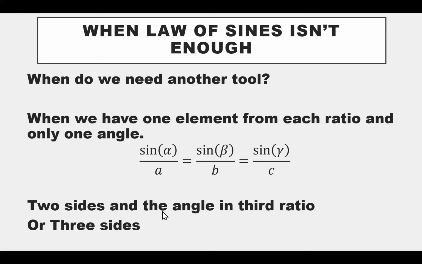So if we have two sides and an angle in the third ratio, or if we have three sides, then we'll have to develop another tool. And lucky for us, there is another tool called the law of cosines, and that will be covered in a subsequent video.